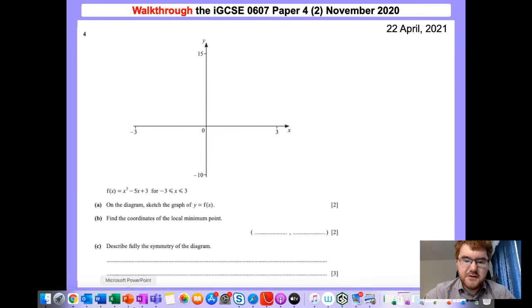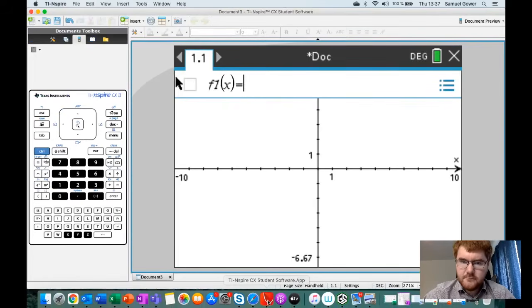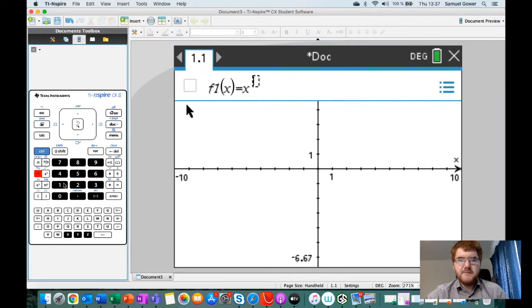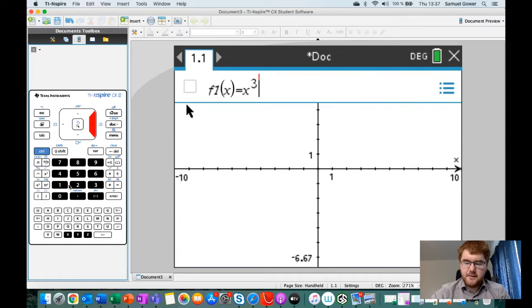So I am now going to open up my GDC and I'm going to type that function in. So in the graph function here, we just press x cubed. Now the easiest way of doing this is clicking on this button here, giving you the index, and then you can put in the 3. There we go, minus 5x. And then we are going to go to plus 3.